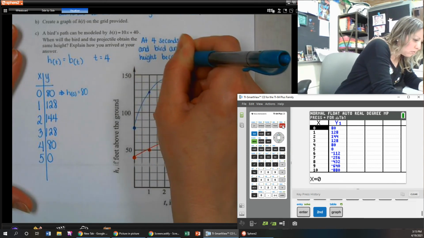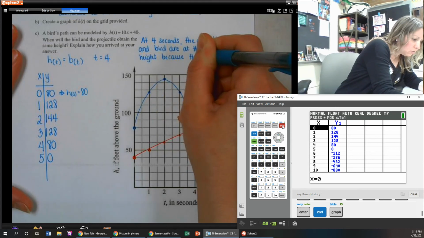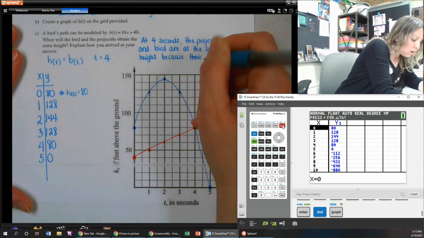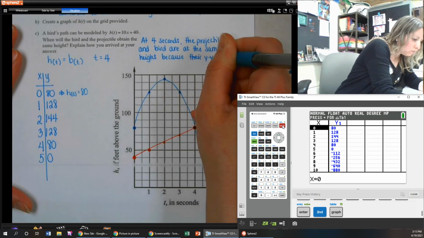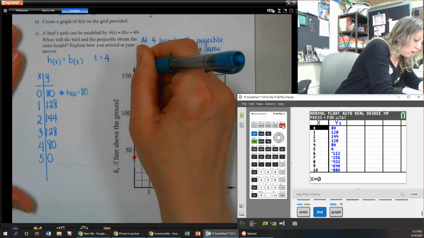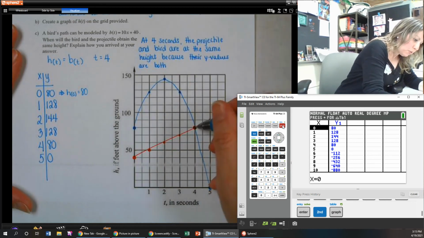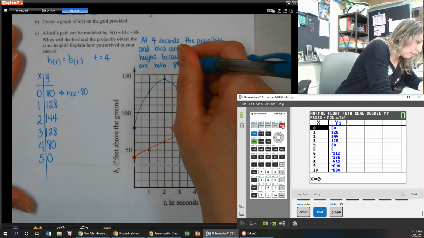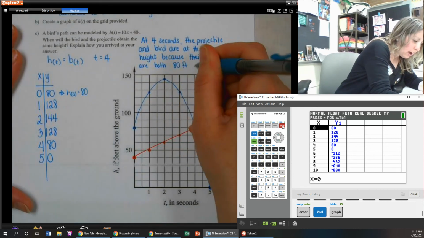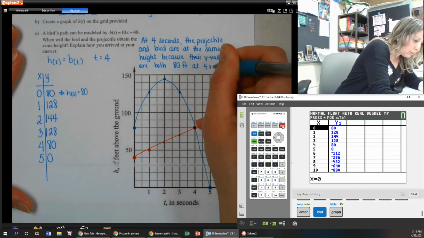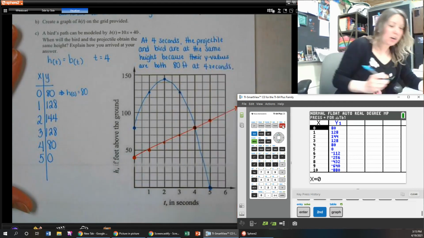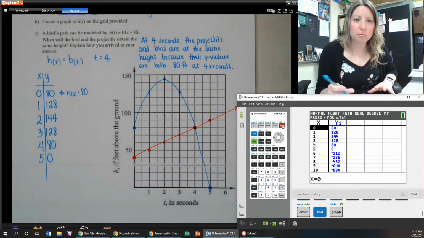because their y values are both, what was this? 80? Yep. 80 feet at 4 seconds. I even laced in what was actually going on in the problem there, right?